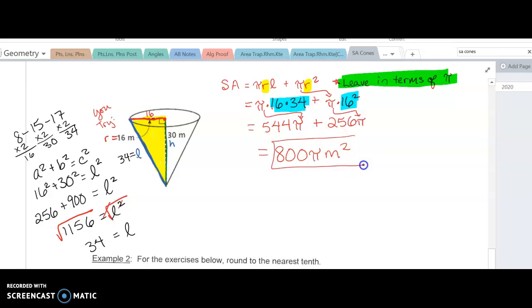So if it asks you in your Math Excel to leave in terms of pi, that's how you would do that. You just leave the pi. You never press the pi button in your calculator, is what that means.